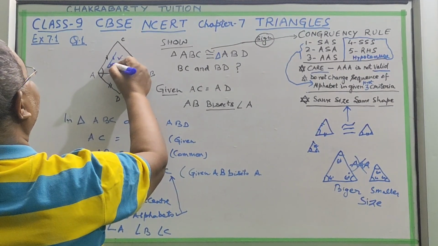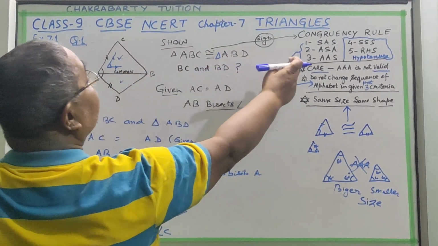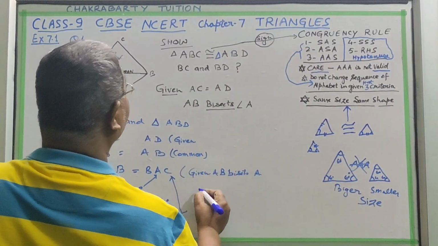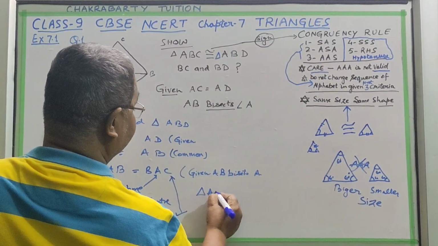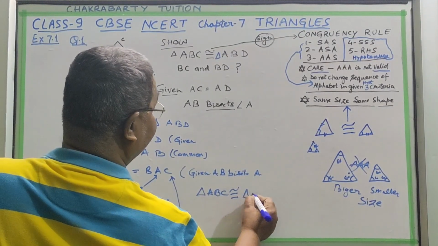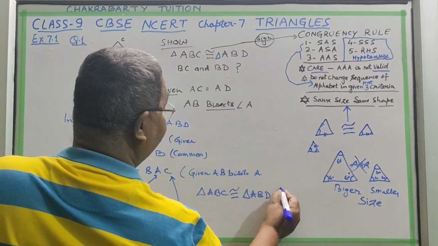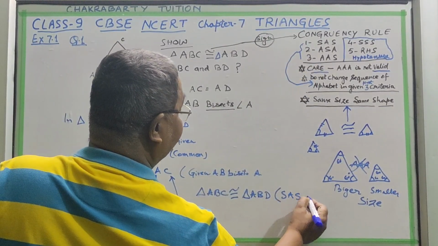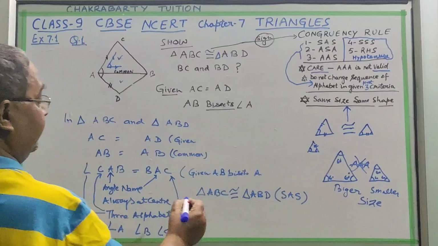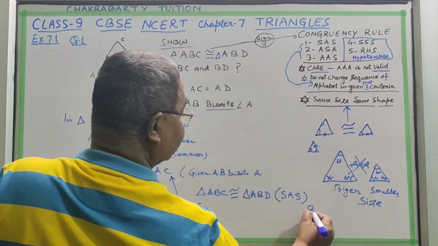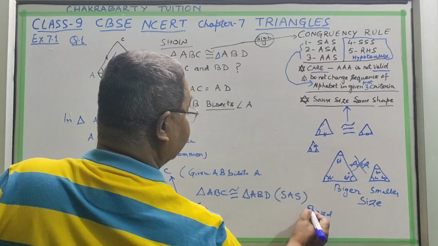Side, angle and side is coming. So the side angle side criteria is, here you will write triangle ABC congruent to triangle ABD. What is the criteria? Side angle side. Okay, so this is proved. One question is done.